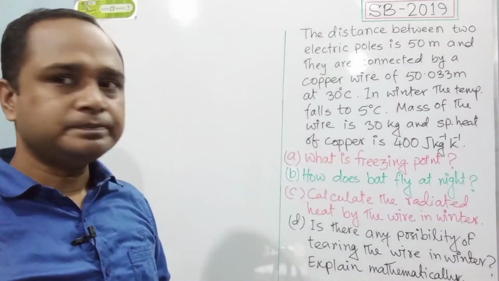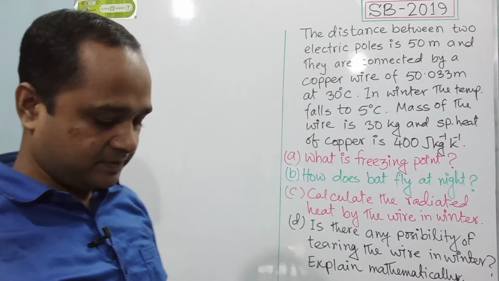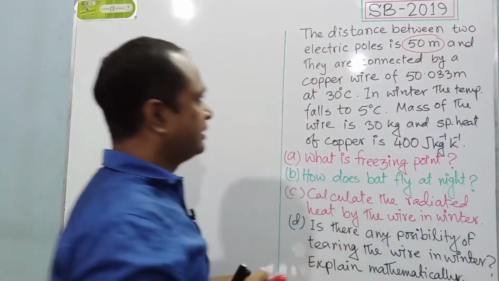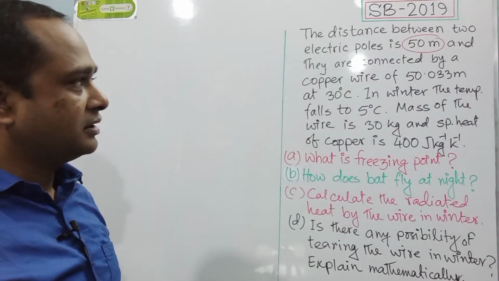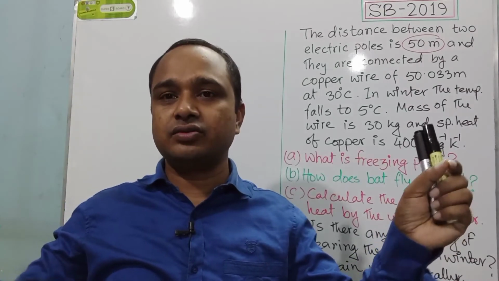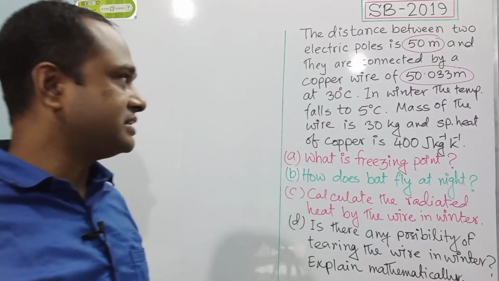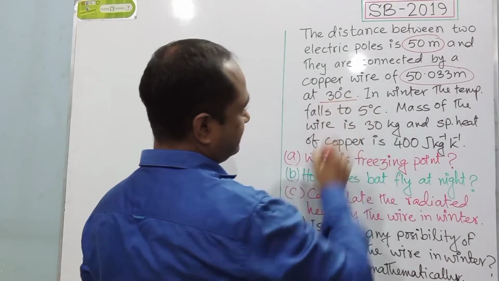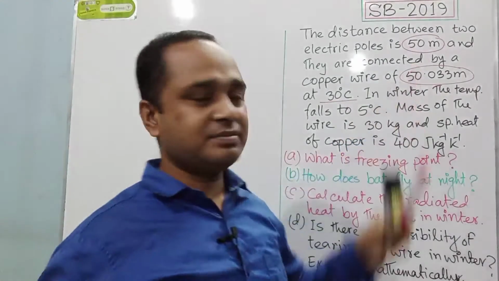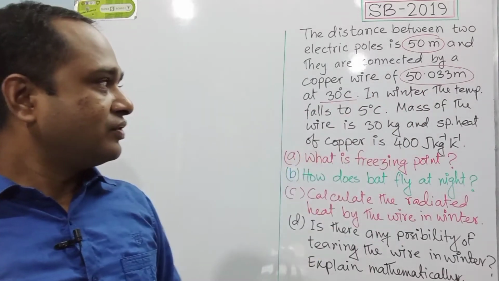According to the stem of this question, the distance between two electric poles is 50 meter, and they are connected by a copper wire of 50.033 meter. The length of the wire by which the two poles are connected is 50.033 meter at 30 degrees Celsius. When the temperature was 30 degrees Celsius, the length of the wire was 50.033 meter. In winter, the temperature falls to 5 degrees.